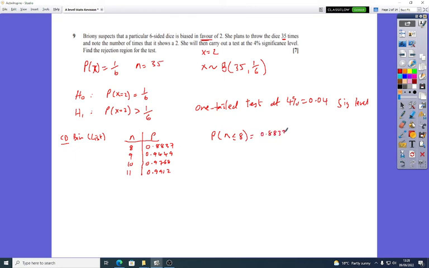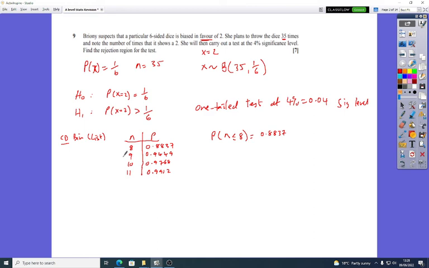So we want to find how many trials we need to exceed. Basically that's what that means. It's a summation of getting 0 twos, 1, 2, 3, all the way up to 8 twos.